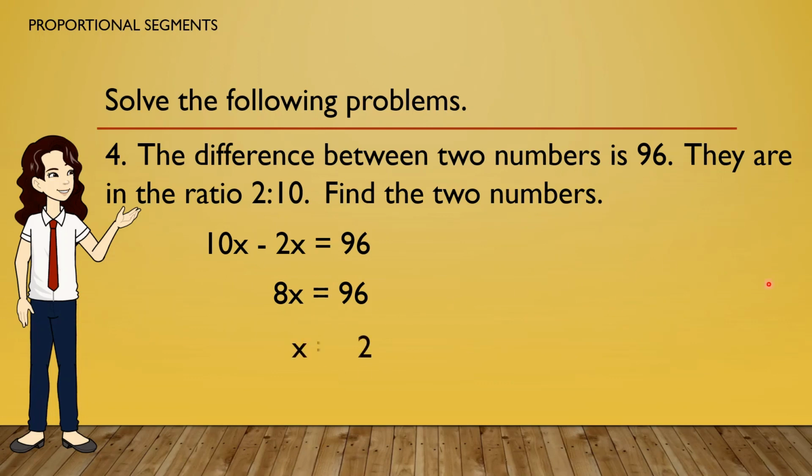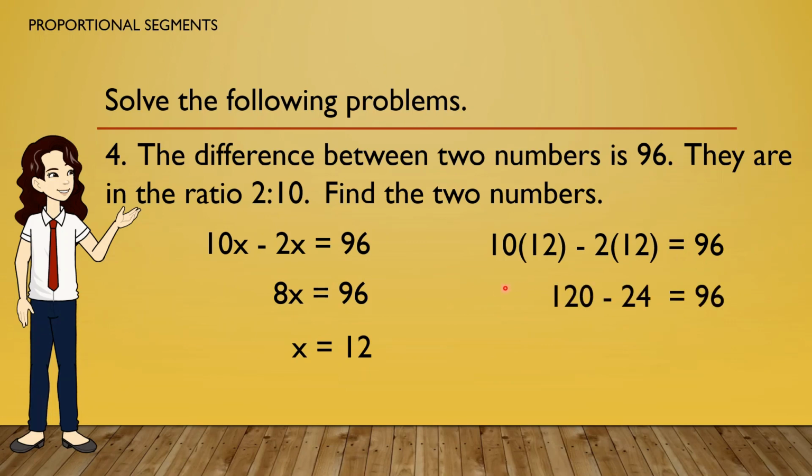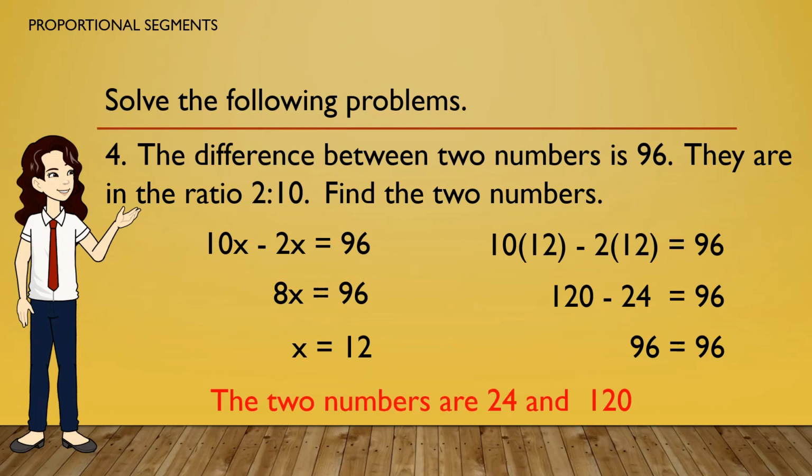Then divide both sides by 8. 8 divided by 8 is x. 96 divided by 8 is 12. So the value of x is 12. Then you are going to substitute the value of x. So we have 10 times 12 minus 2 times 12 is equal to 96. 10 times 12 is 120. Then 2 times 12 is 24. Then subtract. 120 minus 24 is 96, which is equal to the difference of the two numbers, 96. So they are equal. So the two numbers are 24 and 120.